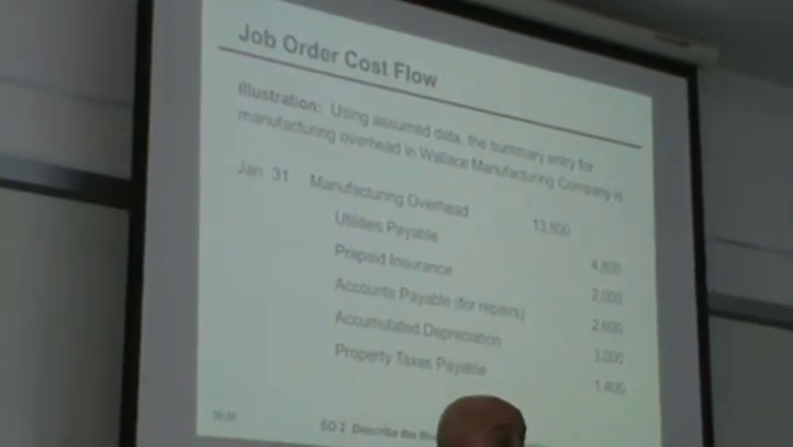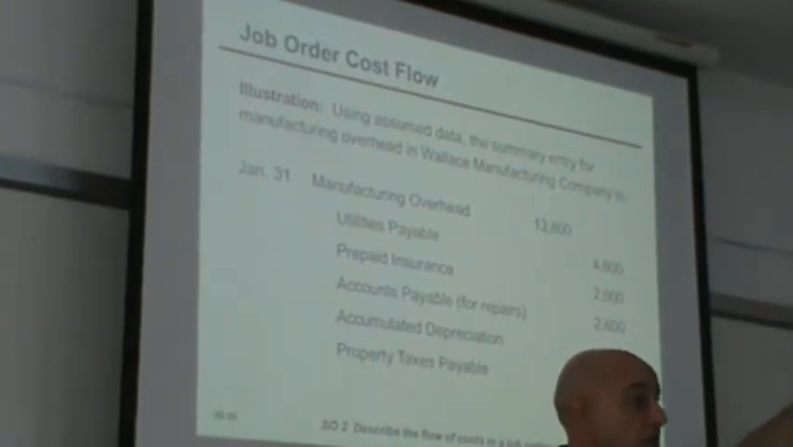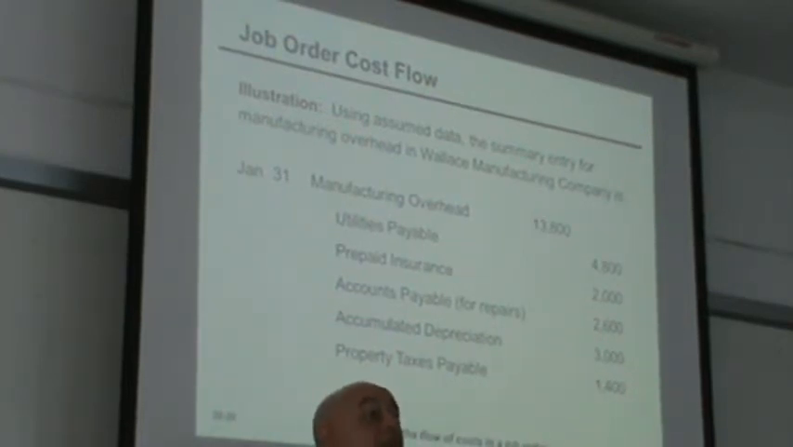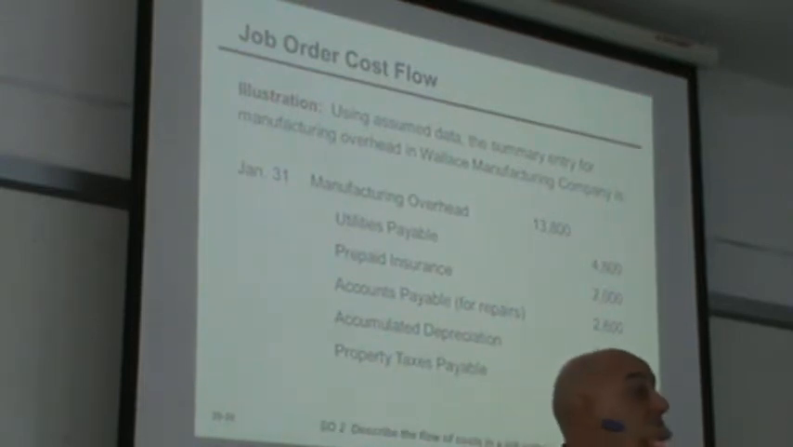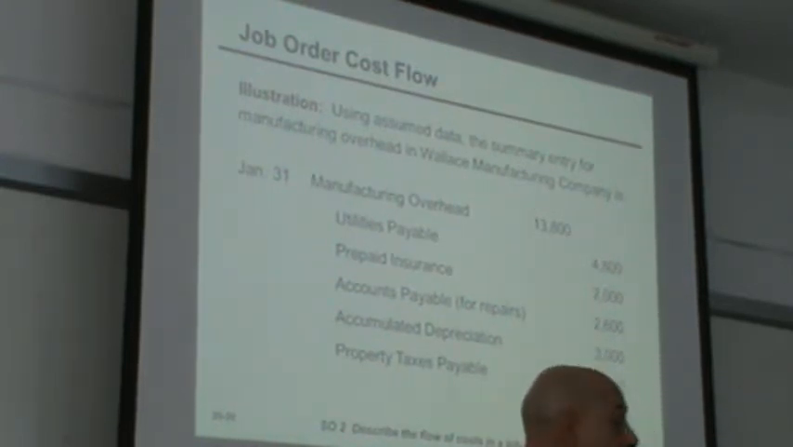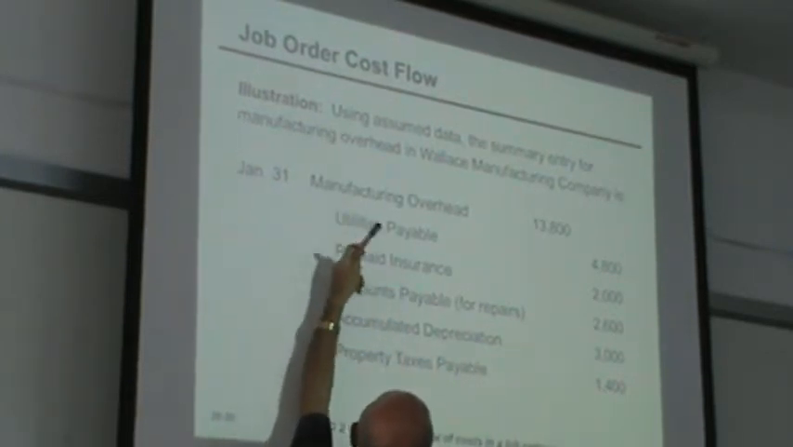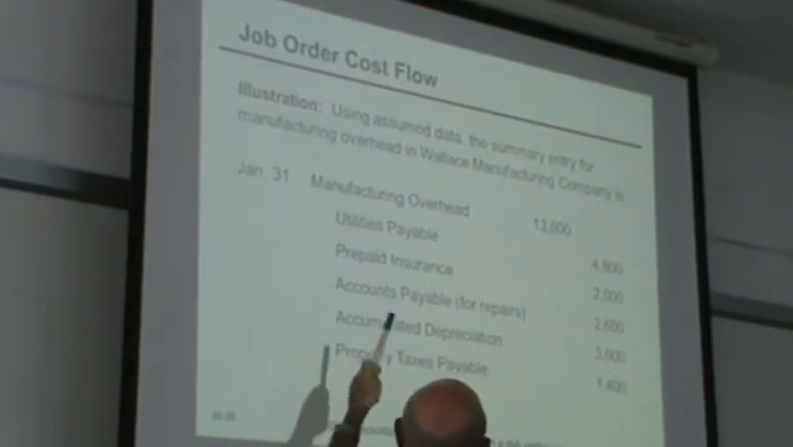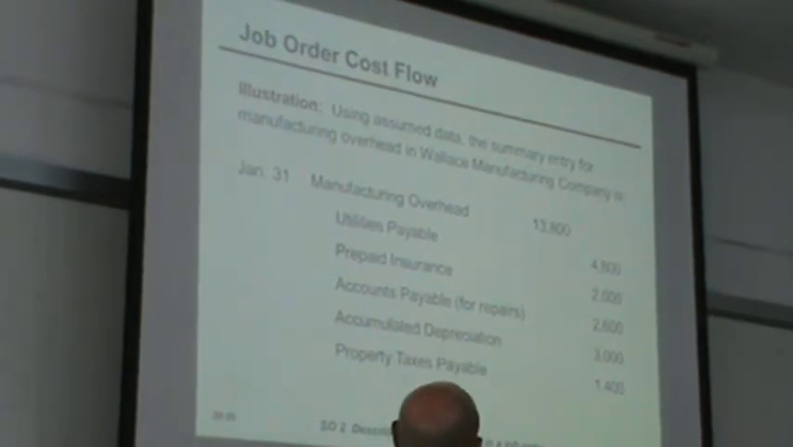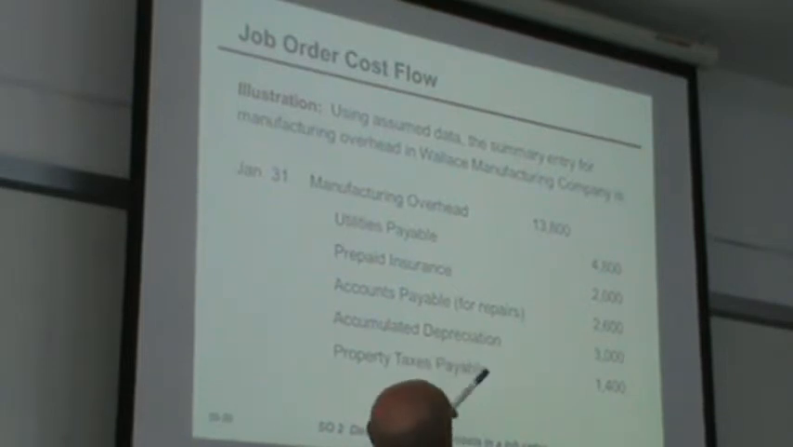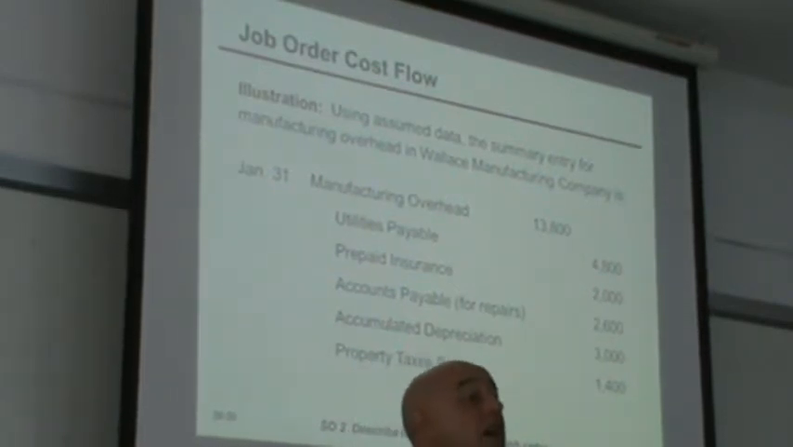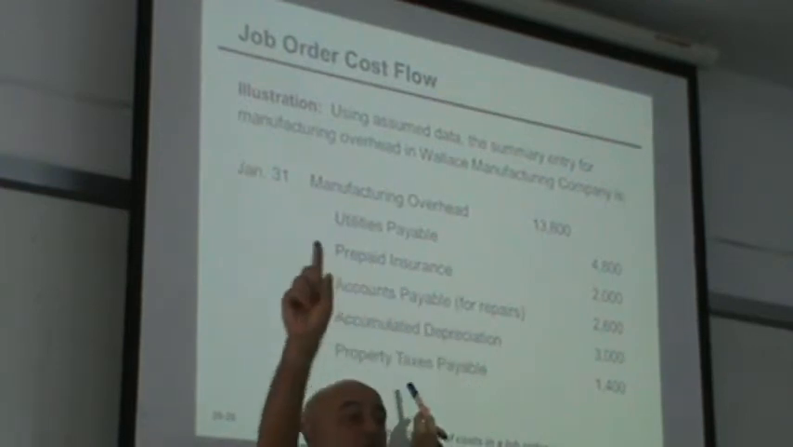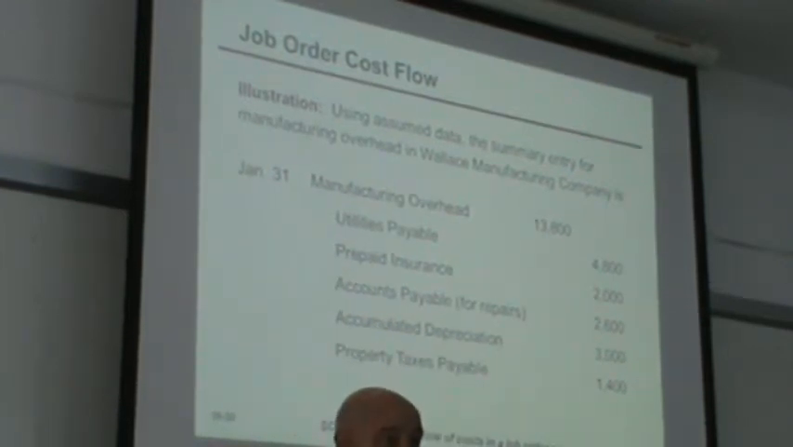The next one is prepaid insurance. Before, you buy insurance at the beginning of the year, and when you buy insurance, you say debit prepaid insurance, credit cash. And then every month you say debit manufacturing overhead, credit prepaid insurance. Okay? Accounts payable for repairs, accumulated depreciation for the machines, and property taxes for the factory. Okay? Property taxes you don't pay in January or February, you pay them next year. So the taxes are payable.